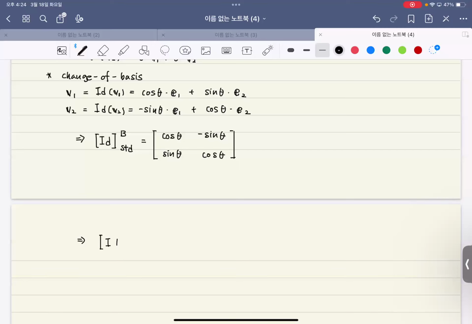Now, let me try to imagine this. The same identity transformation, but this time the input basis is standard and the output basis is B. Precisely. Then this matrix is precisely the inverse of this matrix. Agreed?